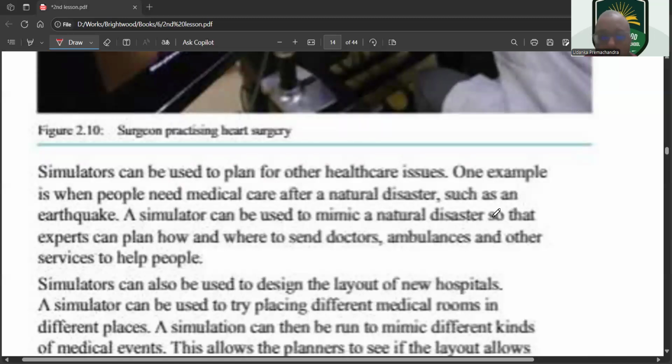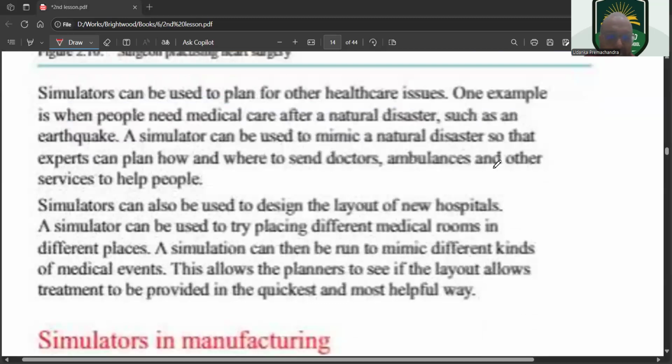This is important. Like in Japan, they usually have a lot of earthquakes. So simulators can be used to mimic a natural disaster, giving a real-world experience. Simulators can be used to mimic a natural disaster so that experts can plan how and where doctors can be sent, along with ambulances and other services to help people.